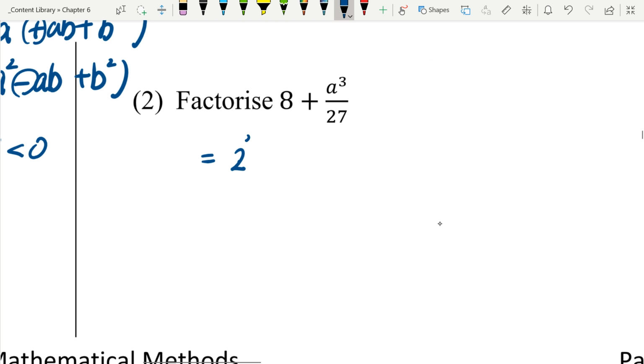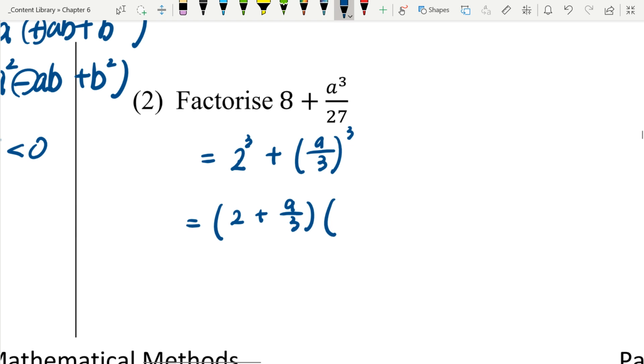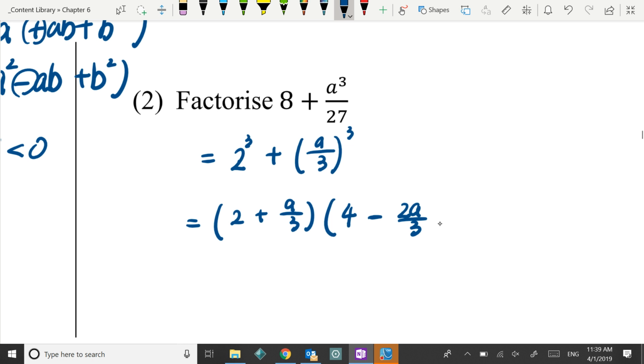Okay, last one. Yeah, last one. Let's try that. So what does that equal to? Yeah, 2 plus a over 3. 2 squared what? 4 minus? Yep, 2 over 3. Last one.